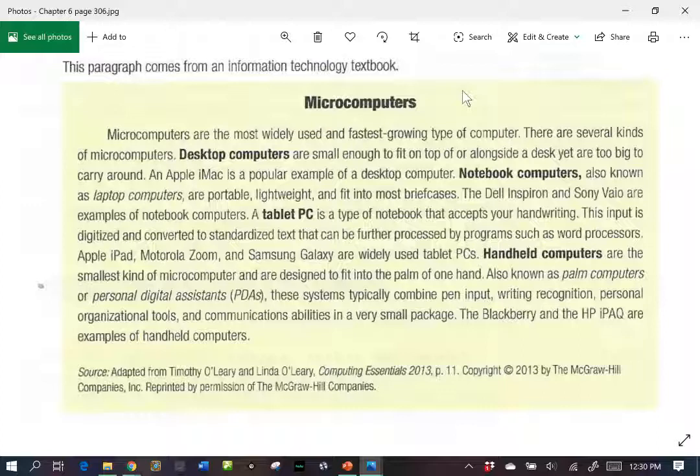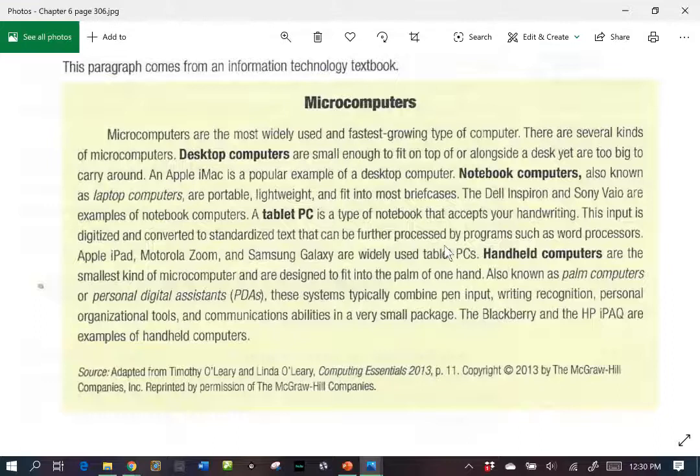Handheld computers are the smallest kind of microcomputer and are designed to fit into the palm of one hand. Also known as palm computers or digital assistants, PDAs, these systems typically combine pen input, writing recognition, personal organization tools, and communications abilities in a very small package. The BlackBerry and the HP iPAQ are examples of handheld computers.